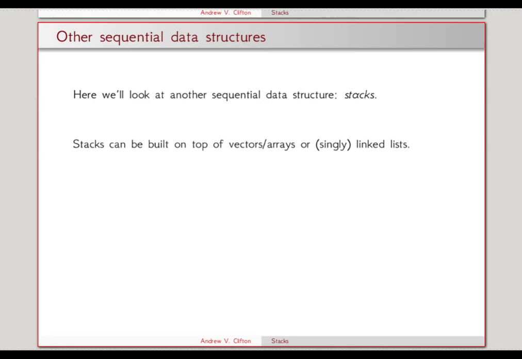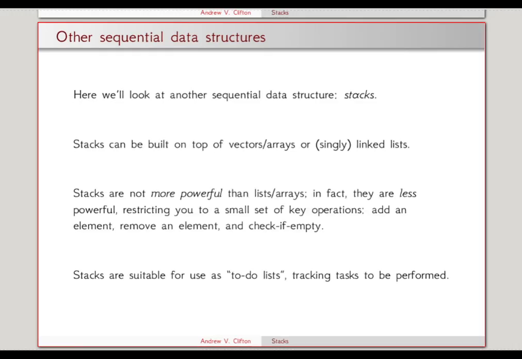Anyway, we're going to talk about another sequential data structure here called stacks. Stacks can be built on top of vectors or arrays or singly linked lists. You could build them on top of doubly linked lists, but there really isn't a reason to. It doesn't really add anything. And they're not more powerful than lists or arrays. They're less powerful. They restrict you to a smaller set of operations.